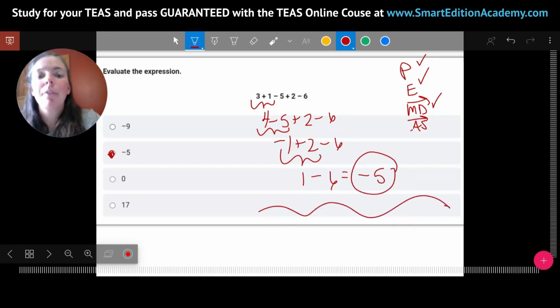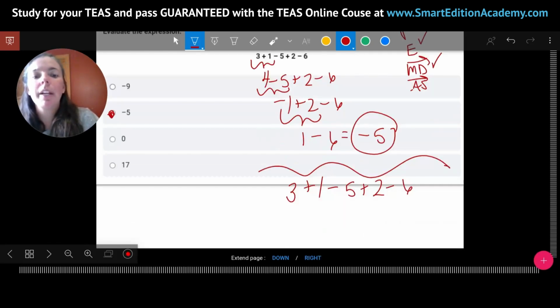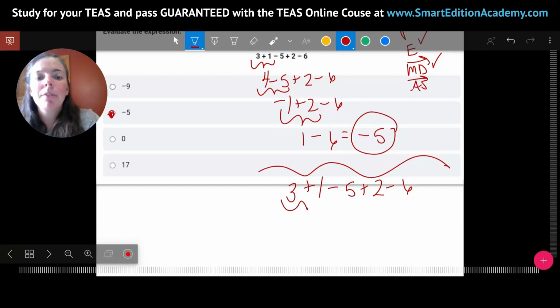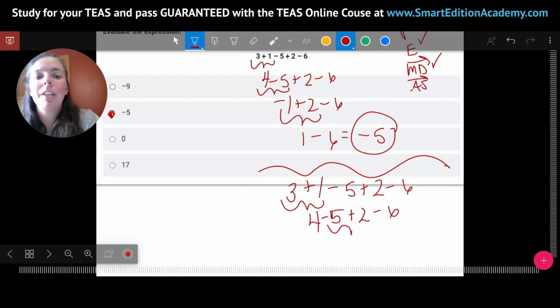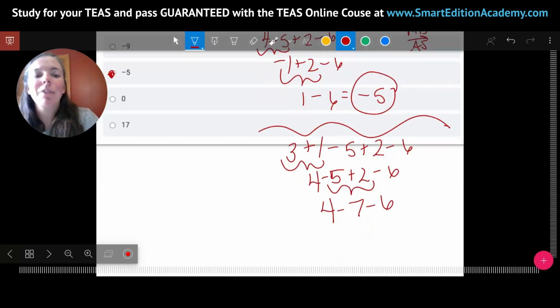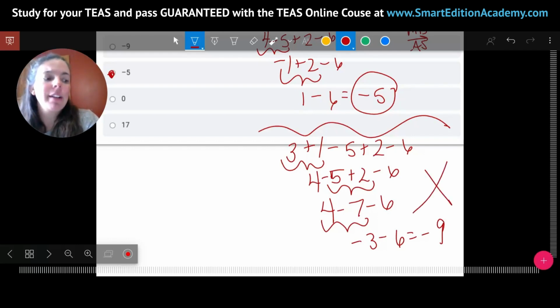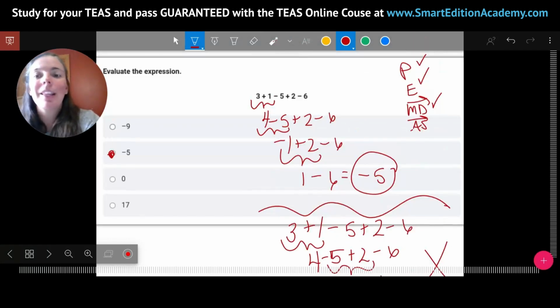If I were to do it wrong and think, oh, addition comes first always, the mistake would be to do the addition first and then this addition as well, 5 plus 2. Okay, and then you're only left with subtraction, and then you would think, oh, I would just do -3 minus 6, which is -9, which is incorrect. But of course, notice how they leave that as an answer option for you.